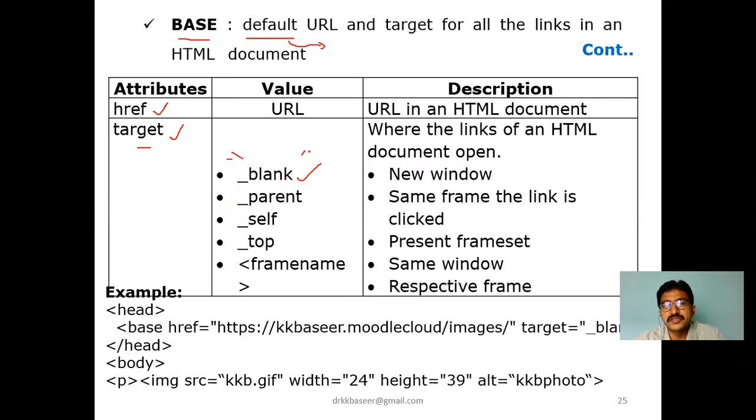If you put _blank, then it will open that URL in a blank page. Parent means wherever the parent root is, it will open there. Self means it will open in the same page. Top means it will open on top of that.